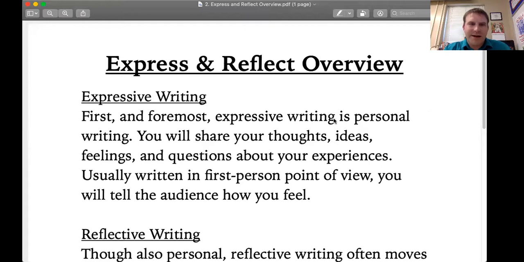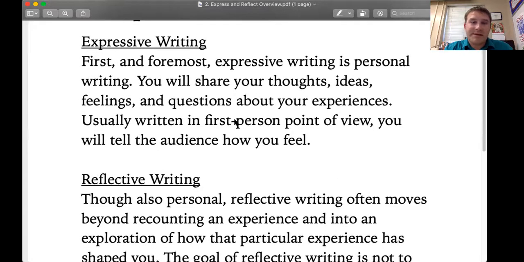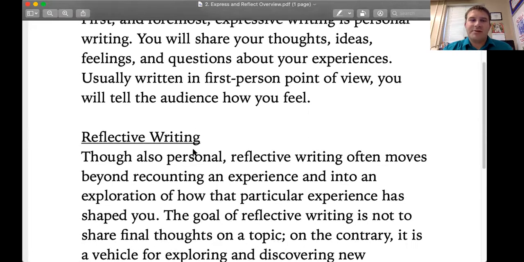So expressive writing, first and foremost, is personal writing. You will share your thoughts, ideas, feelings, and questions about your experiences. Usually written from the first person point of view, you will be telling the audience how you feel. So you're telling the story that happened to you. That's what expressive writing is. You tell the story that happened to you.